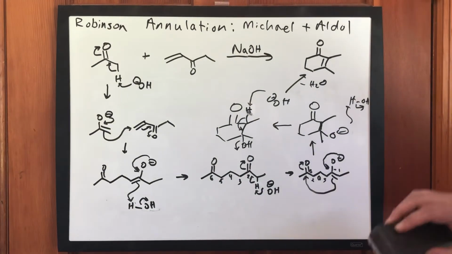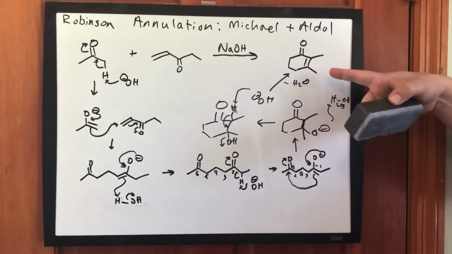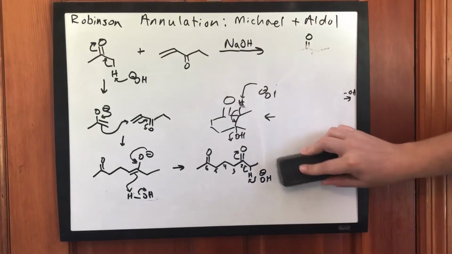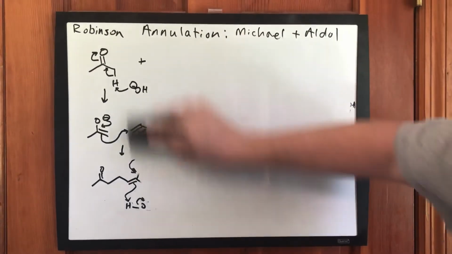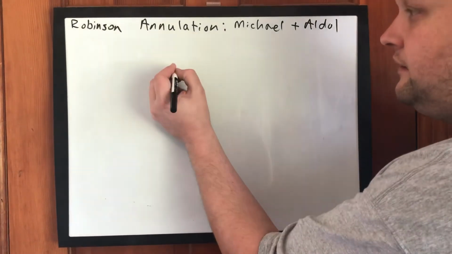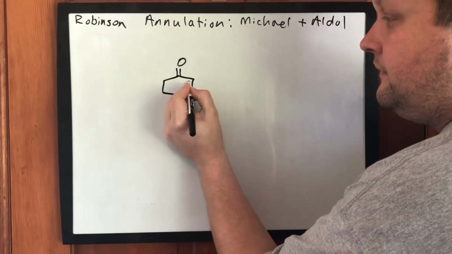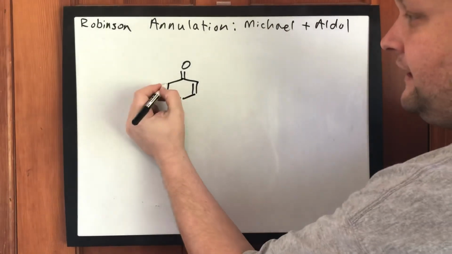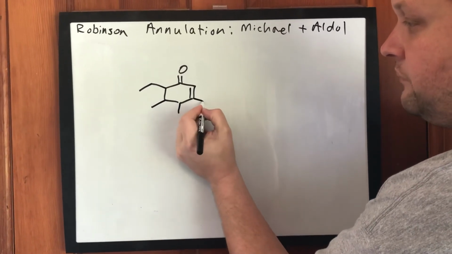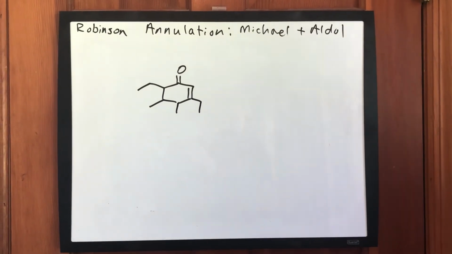What I want to talk about next at the very end of this video is how to take a look at a Robinson product and predict what starting materials it came from. So let me give you a quick tutorial about how to do that. So if we come up with just any generic Robinson product, it's always going to be a six-membered ring that has a double bond in it. Now let me add a few extra things to it just to give you a sense of how we can pick out which things came together to make this Robinson annulation product.